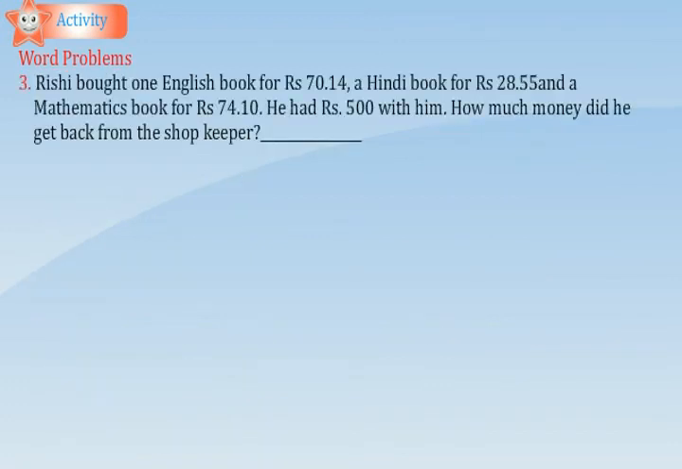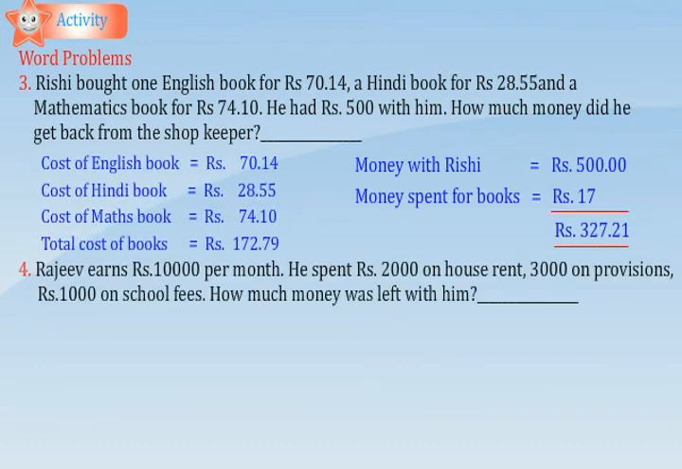Rishi bought one English book for rupees 70.14, a Hindi book for rupees 28.55, and a mathematics book for rupees 74.10. He had rupees 500 with him. How much money did he get back from the shopkeeper?